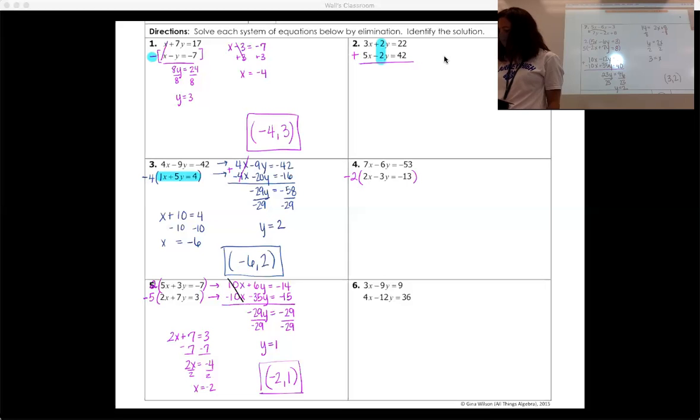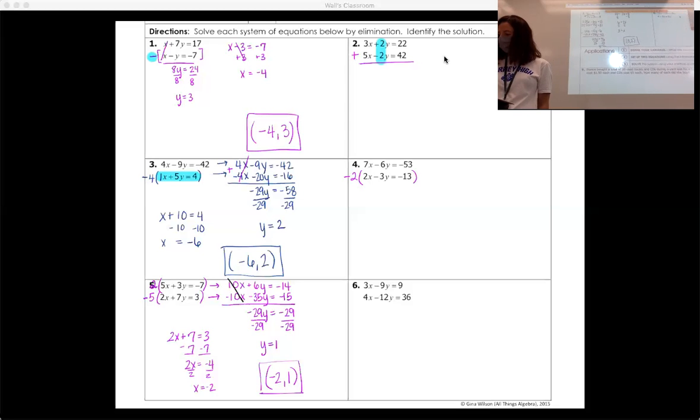How could I check again? We talked about this yesterday. How could I make sure that my solution's correct? Plug it in, make sure it works in both equations. Okay? All right, so you'll be able to do number 8 here after we look at an application problem.